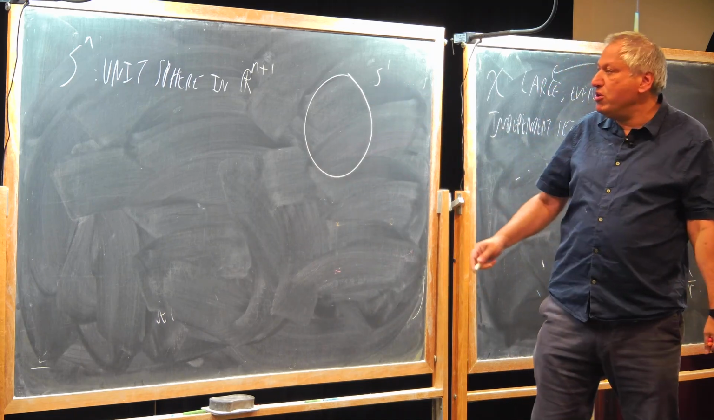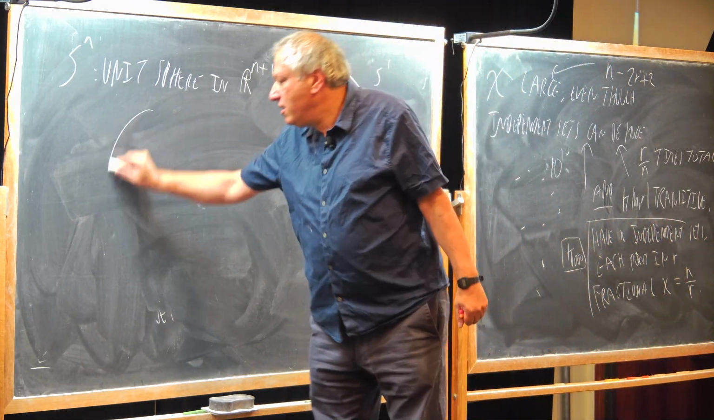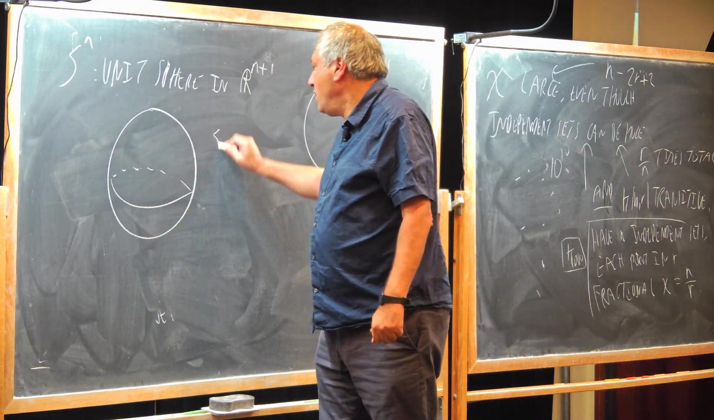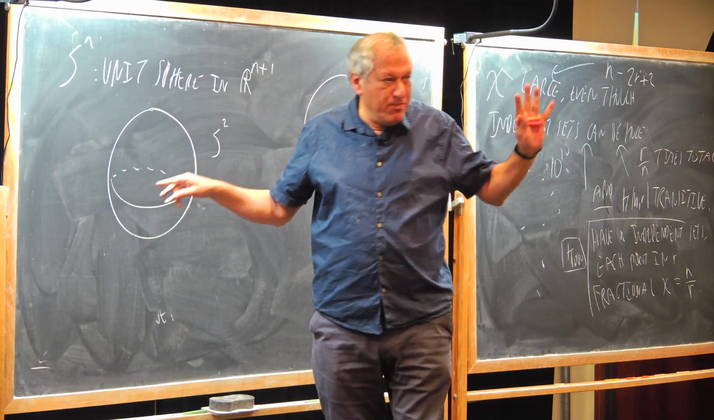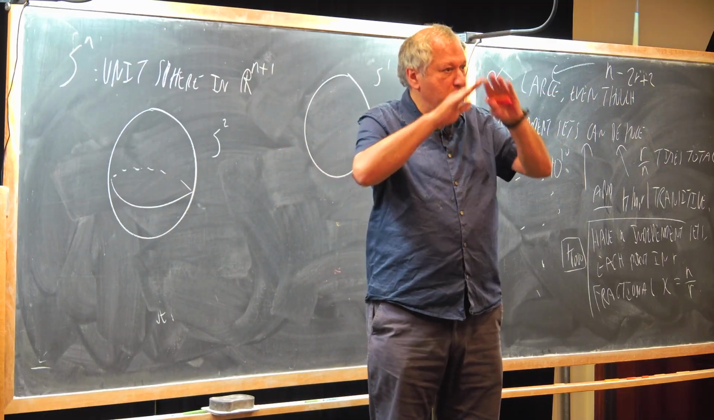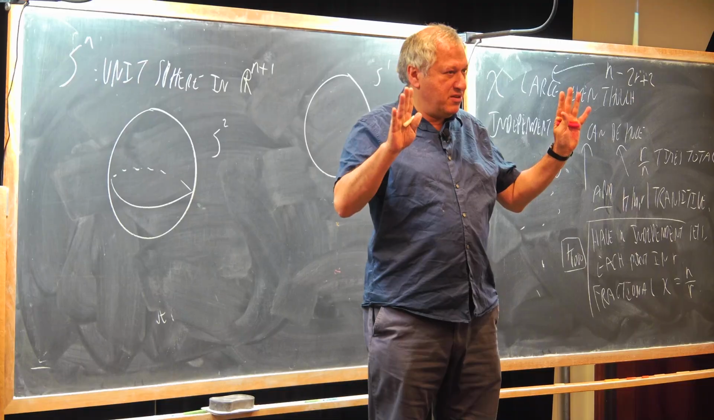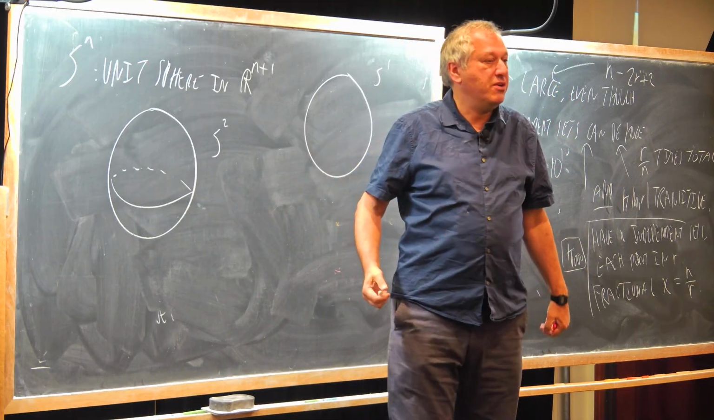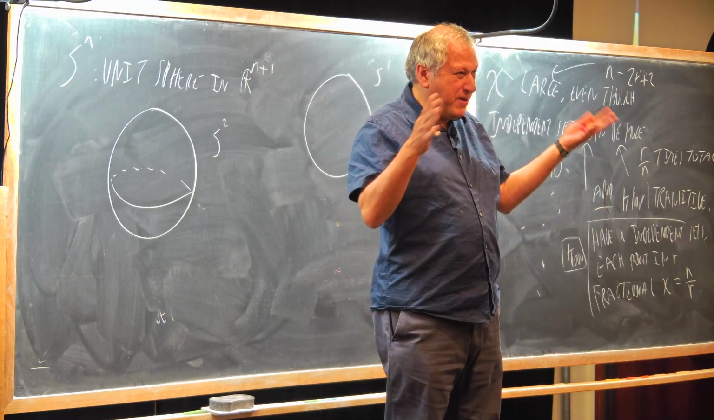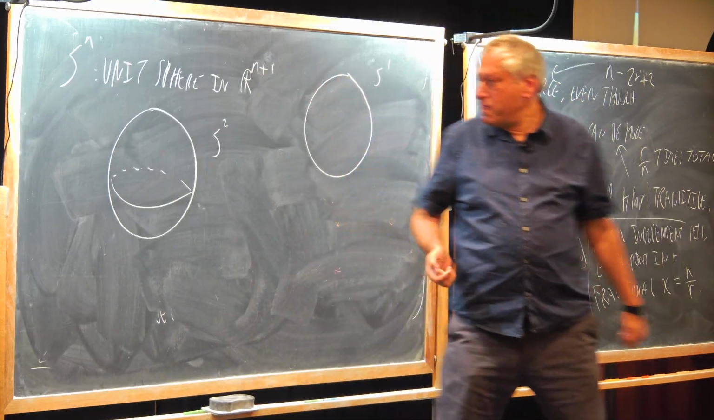How about S2? S2 looks like the surface of the Earth, right? Not the solid ball. I don't mean the unit ball. I don't mean everything inside it, just the surface. Is everyone happy with that? So everything at distance 1. So there's an S2. Okay. Of course, I can't draw you an S3 because I can't draw four-dimensionally. Hope you get the idea.